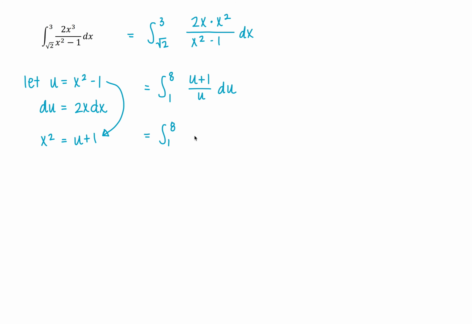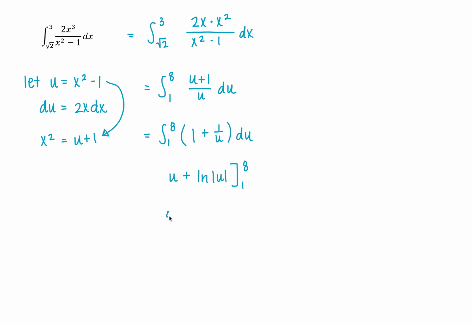I'm going to rewrite this as two separate fractions. u over u is simply 1, plus 1 over u du. And now we can integrate. We're going to have u plus the natural log of the absolute value of u, and we're going to evaluate that from 1 to 8.